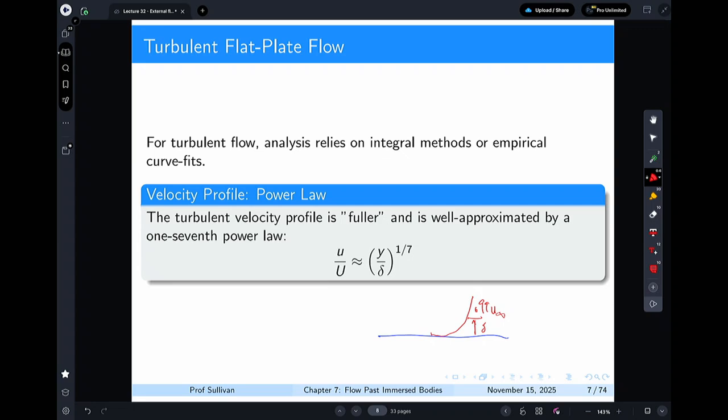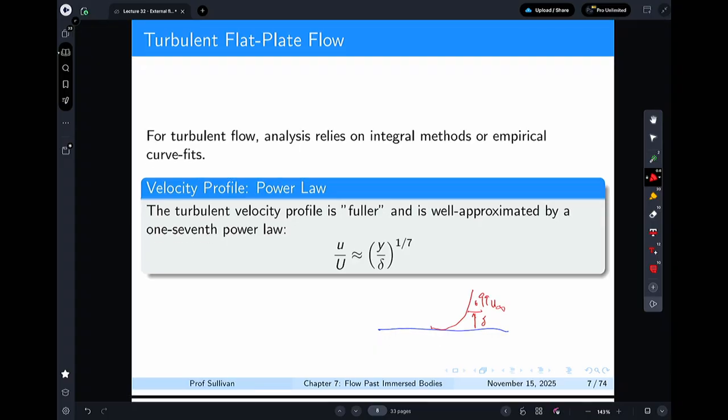And if you remember the slide I showed you right at the beginning of the lecture, you saw the difference in terms of the shapes of the turbulent boundary layer versus the laminar boundary layer. The turbulent boundary layer reaches its maximum velocity very, very quickly. On the other hand, the laminar boundary layer takes a long, thick region before it actually gets there.